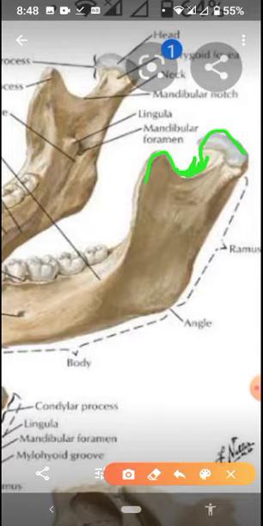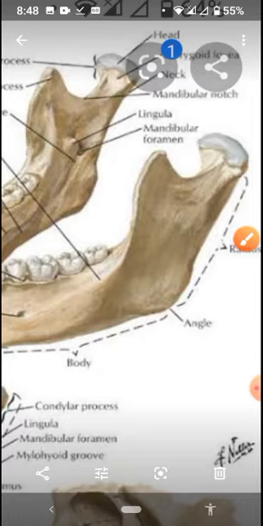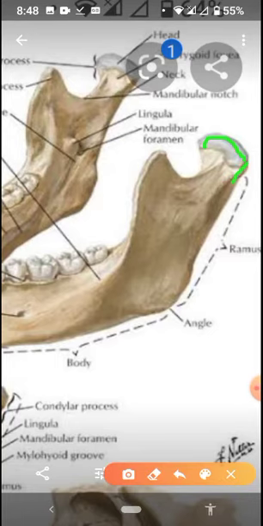Let me tell you something about the condylar part. This is the condylar part. The condylar part also has a neck. This is the neck, which is somewhat shrunken, and this elevated, raised part is the condylar part. Between it and the coronoid process, there is the mandibular notch.